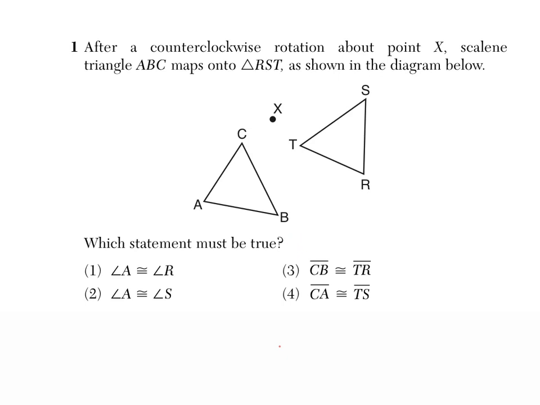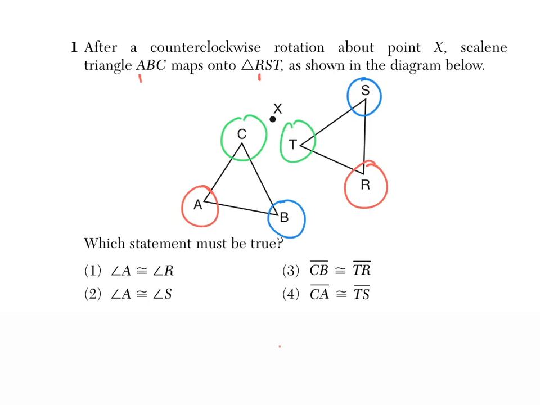The first thing that I'm going to do is analyze these triangles and determine which parts are corresponding. I recognize that order matters, and I know that A corresponds with R. So I'm going to circle A and R. I'm going to circle B and C because that's the second vertex listed in the sequence. So B and S correspond. Likewise, C and T correspond. And we know that corresponding parts are congruent. So which statement has got to be true?